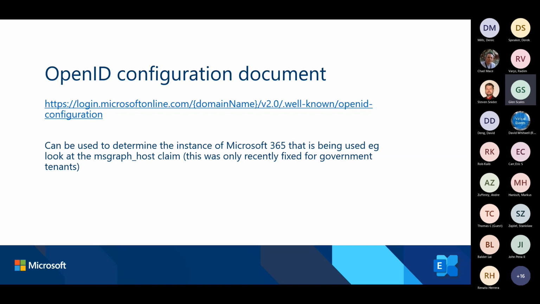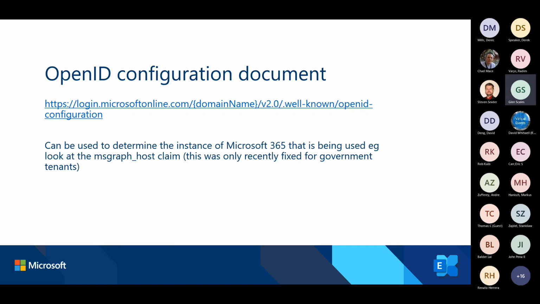My tip is generally to start your universal discovery process with the OpenID configuration document. This is part of the OAuth 2 standard. I've just got an example there of the Azure endpoint to get the OpenID configuration document. What that will tell you is, firstly, does Azure know anything about this domain? And if you get a response, that doesn't actually mean that they're an Azure tenant. It just means that there's some configuration information about that domain.